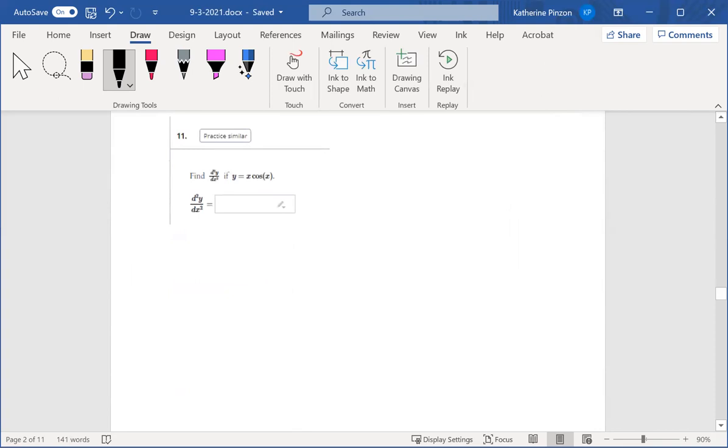11. Ooh, 11 says find d2y dx squared. What did that notation mean? The second derivative. Yeah, the derivative of the derivative. Okay, so I'm going to start by finding the first derivative. What do I need to use to find the derivative of x cosine x? The product rule. Anytime you have two variables multiplied together, you need to use the product rule.